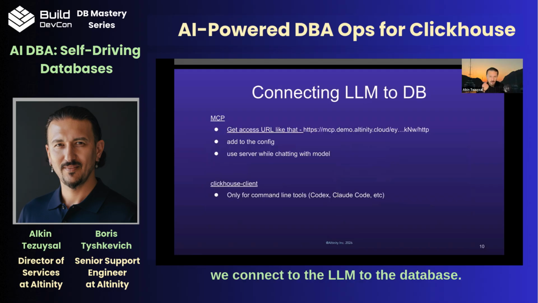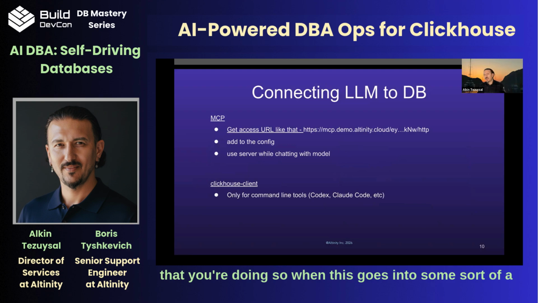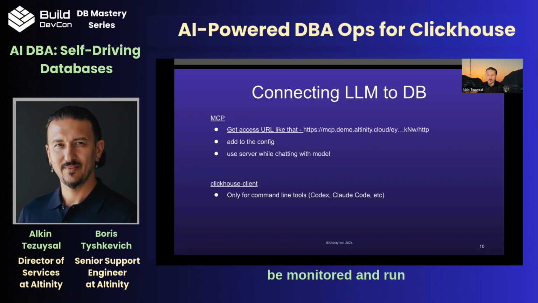We connect the LLM to the database. So we get the access URL, something like MCP demo Altinity cloud key, add that config, and use the server while chatting with the model. So the MCP server needs to be up and running and operational all the time that you're doing this. When this goes into some sort of product or production level, you need to also think about how this MCP server will be monitored and run, in the way that you would run any other application.